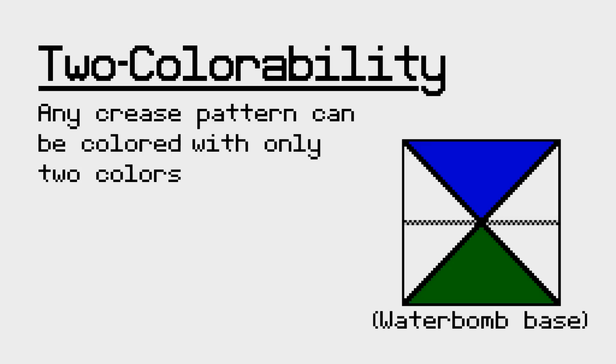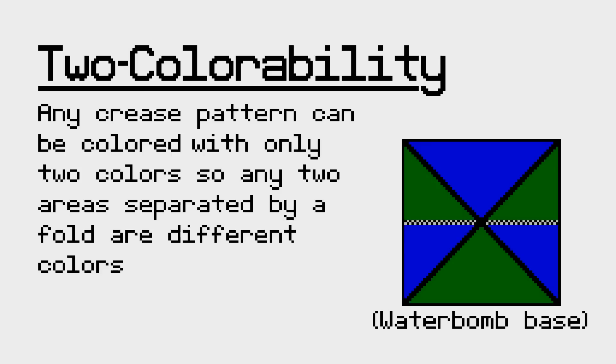The first of these three laws is two-colorability. This law states that any crease pattern can be colored with only two colors, so any two areas separated by a fold are different colors. Let's look at a couple examples. Here's the crease pattern from earlier with two folds. It is very clear to see how to two-color this crease pattern.